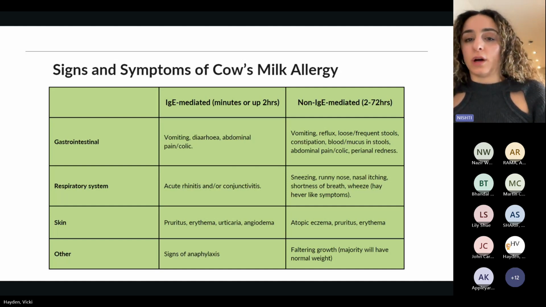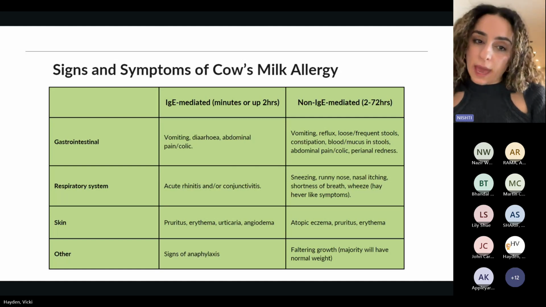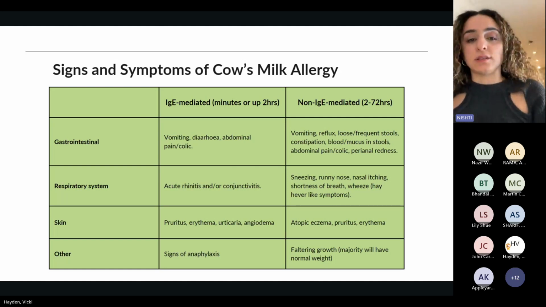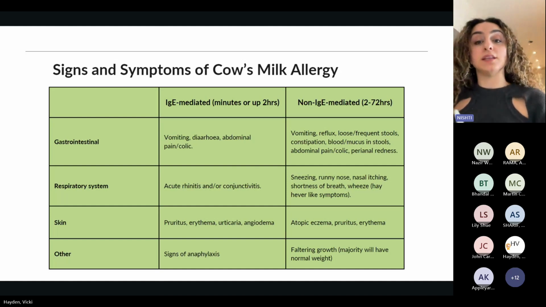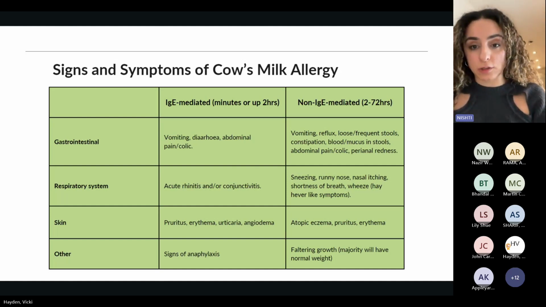And then you've obviously got the very classical symptoms of an IgE allergy: immediate swelling, redness. You can also get redness and itchy skin in non-IgE, but these will be delayed symptoms. And with your IgE signs of anaphylaxis, which you will not see in your non-IgE population, but you will see faltering growth. However, I will just say that majority will actually have normal weight, but that doesn't mean that they don't have a non-IgE cow's milk allergy.